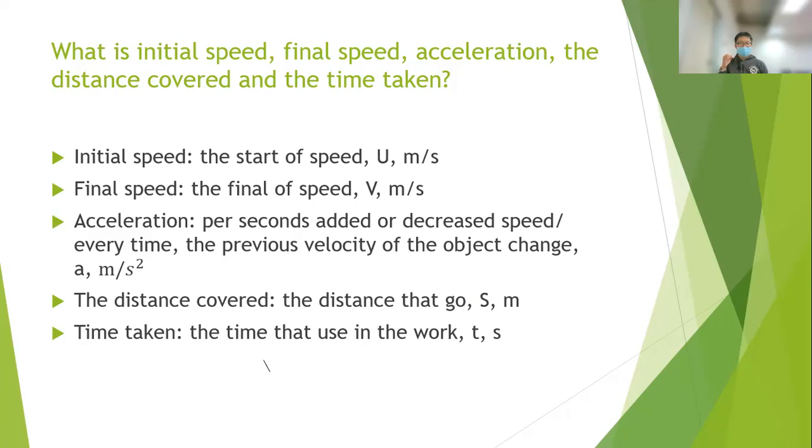Acceleration is the increase or decrease of speed per second. Or we can say it is how much the previous velocity of the object changes every unit of time. If the man runs in a different direction, the acceleration will also change. We represent acceleration as a, and its unit is meter per second squared.